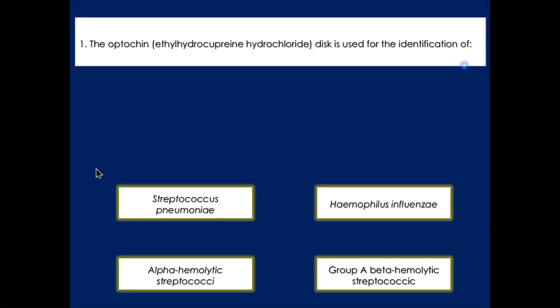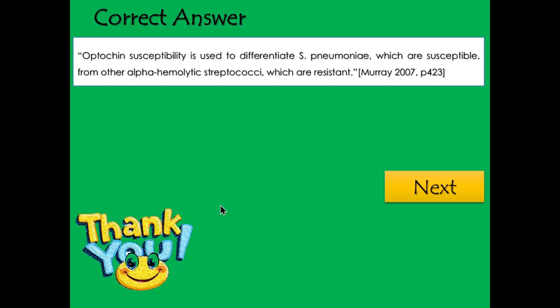1. The optochin (ethylhydrocupreine hydrochloride) disc is used for the identification of Streptococcus pneumoniae, Haemophilus influenzae, alpha hemolytic streptococci, group A beta hemolytic streptococci. Correct answer: Streptococcus pneumoniae. Optochin susceptibility is used to differentiate S. pneumoniae, which are susceptible, from other alpha hemolytic streptococci, which are resistant.